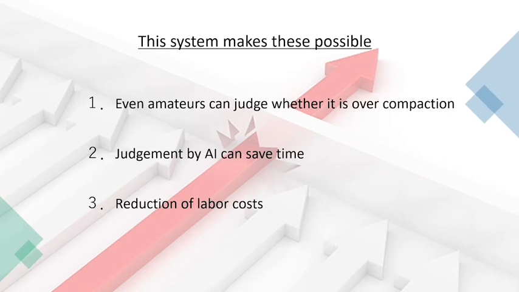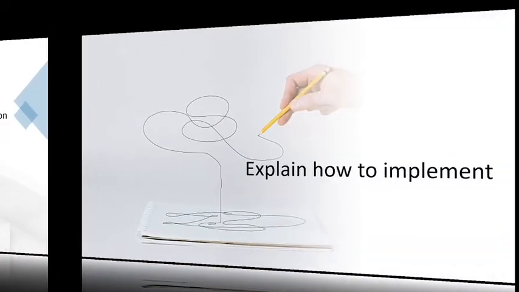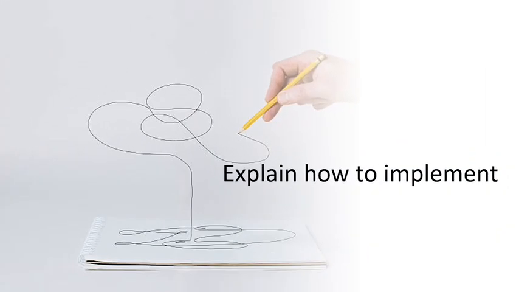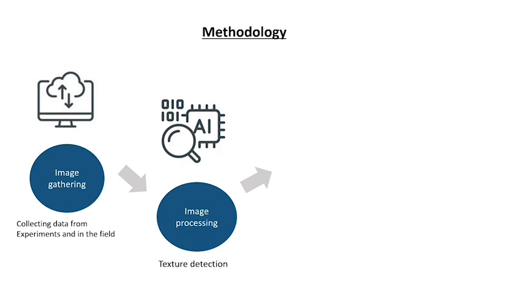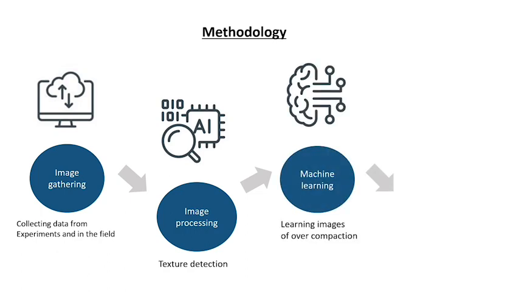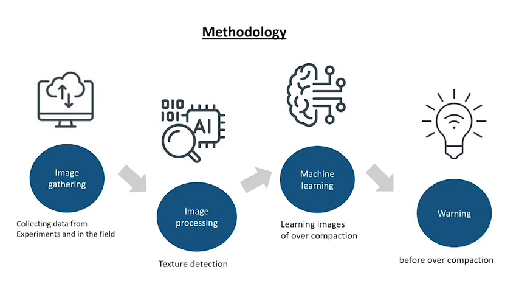Here it is. There are 3 major improvements in this system. As an implementation method: 1. Take pictures of the ground after compaction automatically. 2. A characteristic texture appears on the ground just before over-compaction. Image processing is done to enhance it. 3. Machine learning is used to run over-compacted photos and photos just before over-compacted. 4. Alert you when the soil is about to be over-compacted.